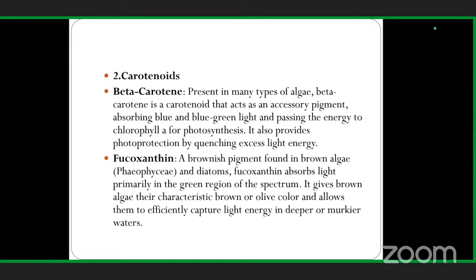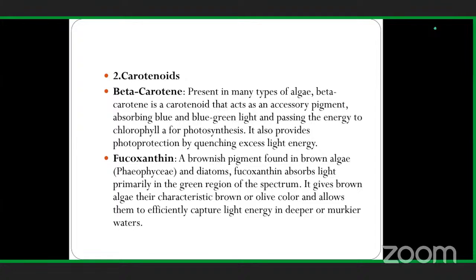Number two pigments is the carotenoids. Basically there are two types of carotenoids. Number one is beta carotene, which is present in many types of algae. Beta carotene is a carotenoid that acts as an accessory pigment, means a helping pigment, absorbing blue and blue-green light and passing the energy to chlorophyll A. So beta carotene will capture the light energy and transport it to chlorophyll A, that is the main pigment.